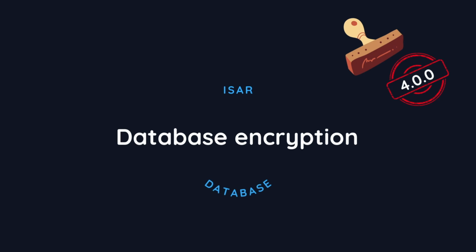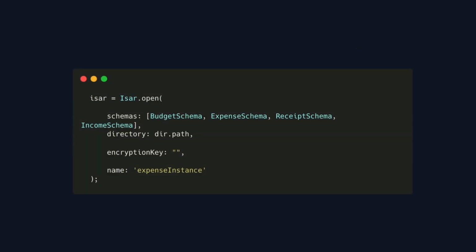Next thing will be database encryption, which has been implemented in the development release, the pre-release version of Isar, which is 4.0.0. It's not in the version that we have been working with in the project, so it will be interesting to see how that looks. We'll have the option, in the process of opening or initializing our Isar, to set an encryption key. So that will be provided.